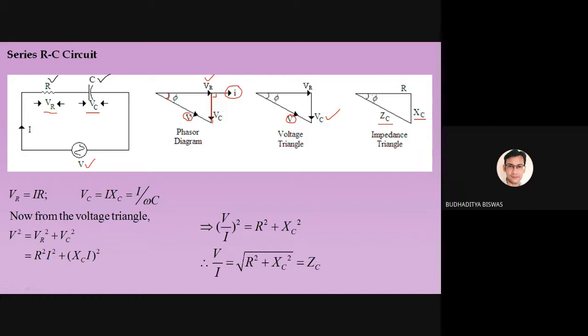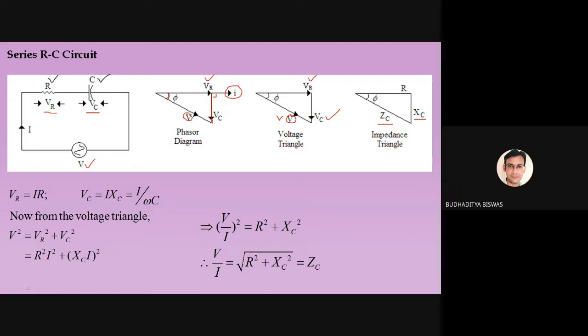Okay, and here you see this one should not contain any arrow, because these are all scalar quantities. Voltage is a vector quantity, current is a vector quantity, but the resistance is a constant value. So this is a scalar quantity. So you should not put any arrow in this impedance triangle. This one is called the impedance triangle. Now, from this voltage triangle, we can write V square equals VR square plus VC square, because you see this is V square, which is equal to VC square plus VR square.